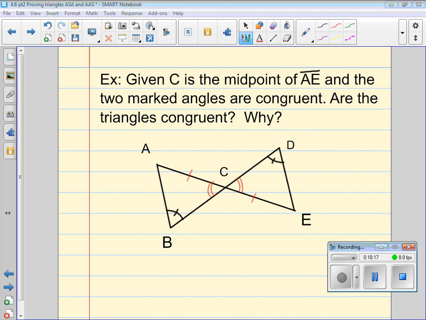So this is what I have. First of all, C is the midpoint of AE is code for saying that those two segments AC and CE are congruent to each other. Also, I get for free the vertical angles are congruent, so I go ahead and mark those without them even having to tell me. And this looks to me like an angle side situation.